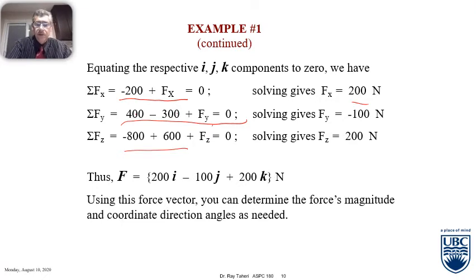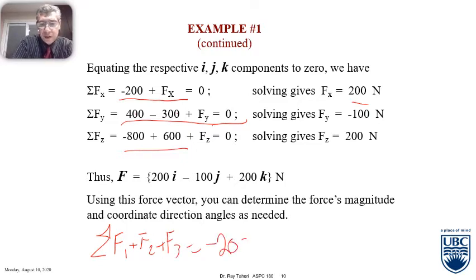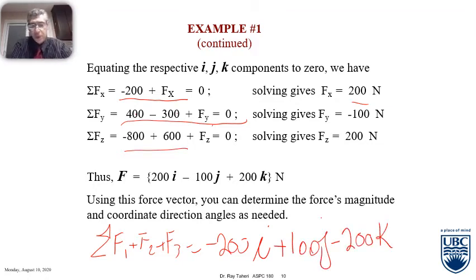And your unknown force x, y, z are these values, 200 i minus 100 j plus 200 k. I often suggest to students, in order to double check at the end, put all of them equal to zero and see if the answer is correct. Or you add those F1, F2, F3, and you will see that the sum of the forces F1, 2, and 3 should be equal to minus 200 i plus 100 j minus 200 k. This should be correct, because when you add them with the F, this cancels this, this cancels this, this cancels this. And that means you did a correct calculation.